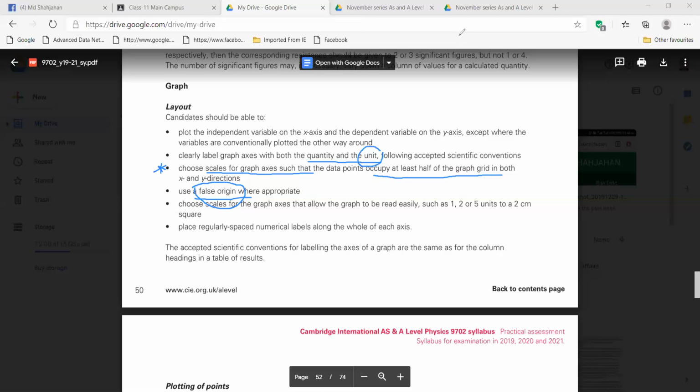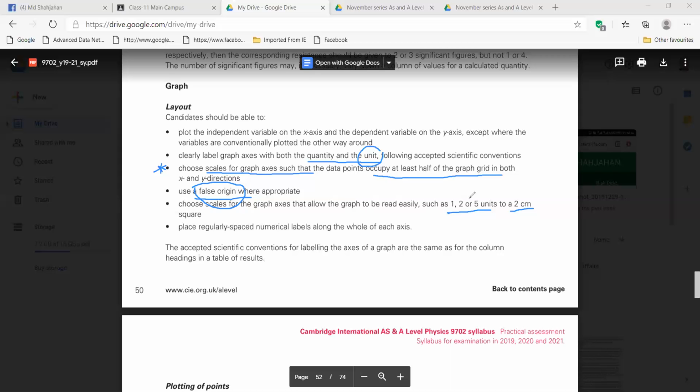That means if you are plotting the graph, that means plotting the points, they are saying 2 centimeter square, 1 to 5 units. That means when you are plotting the graph or plotting the points, those should be very clear. What happens if you are following this rule?